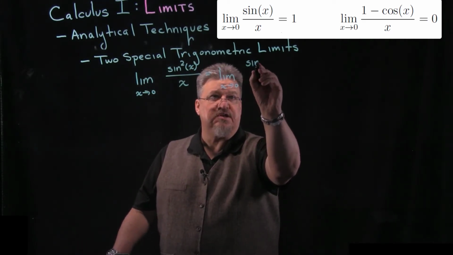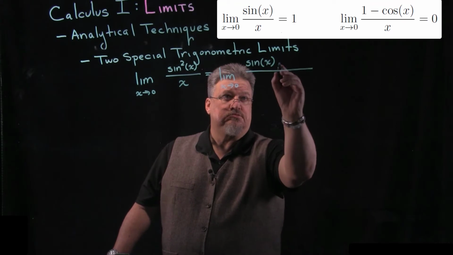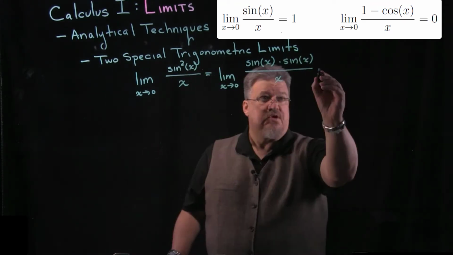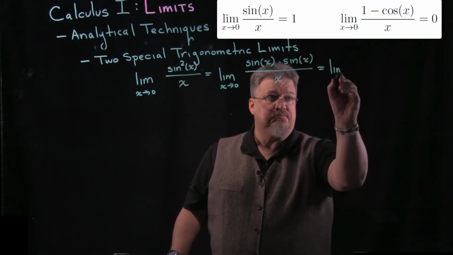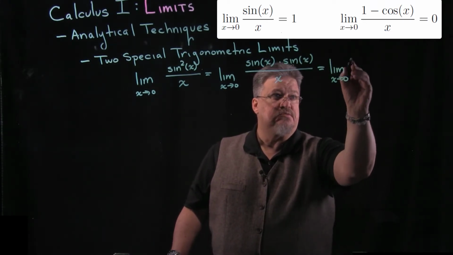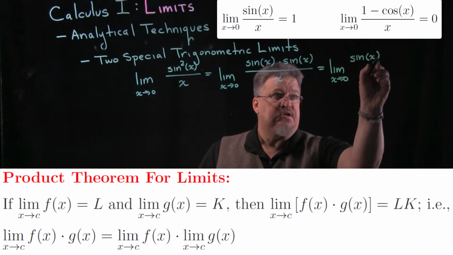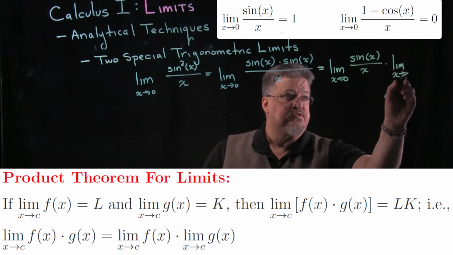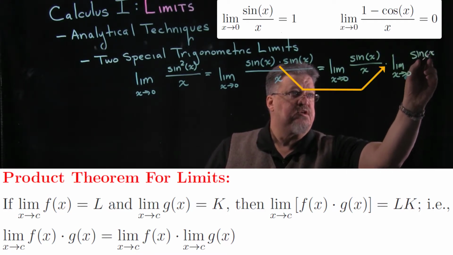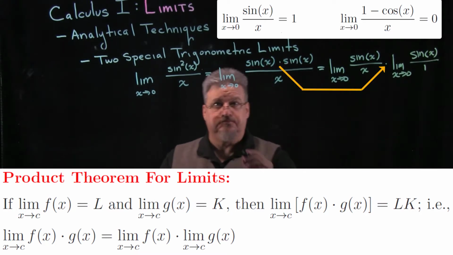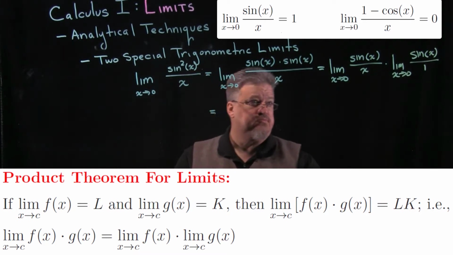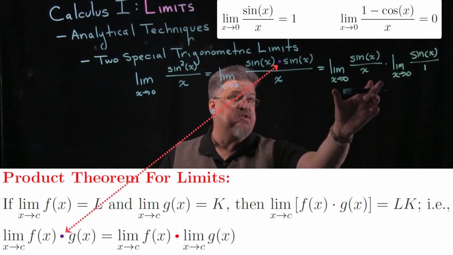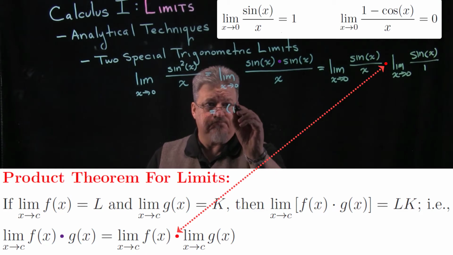So let's look at this as sine x times sine x over x, and this is equal to the limit as x goes to 0 of sine x over x times the limit as x goes to 0 of sine x over 1, and this is equal to, now again, this product is only justified if both of these limits exist, which they do. This is our limit of 1.